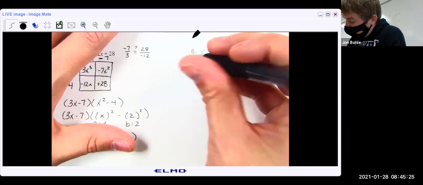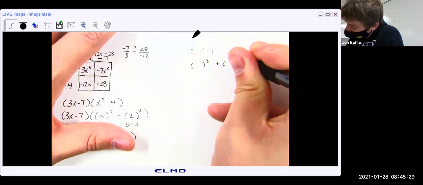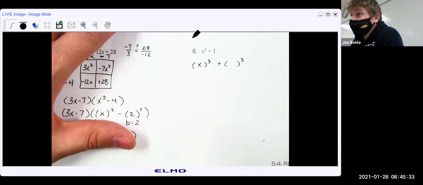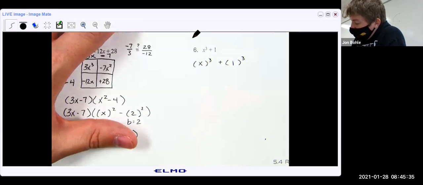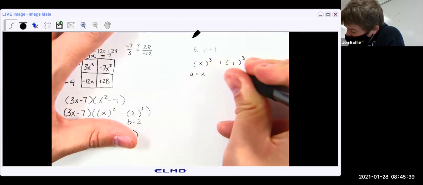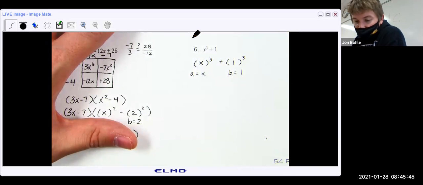Okay, the root of x cubed. X. The root of 1. Also 1. So now I have an a value, which is equal to x, and a b value, which is equal to 1. So then I can plug into the formula.